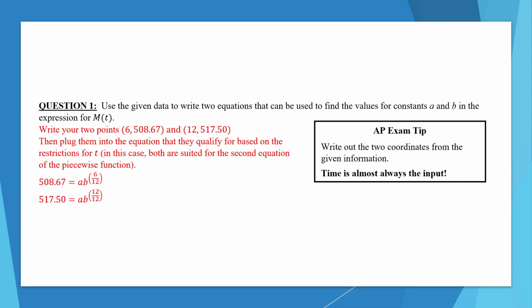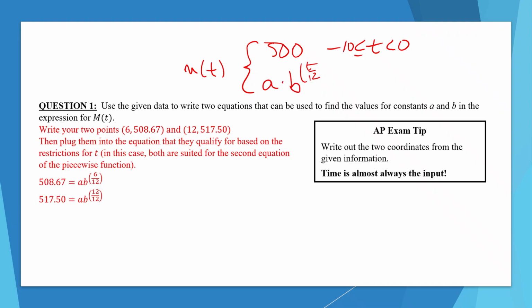All right, so question 1 here. This question will always be the same year after year. Use the given data to write two equations that can be used to find the values for constants a and b in the expression for M of t. So if you remember, M of t here, our expression was a piecewise. It was 500 for when t was between -10 and 0, and a times b to the power of t over 12 for when t was greater than or equal to 0.